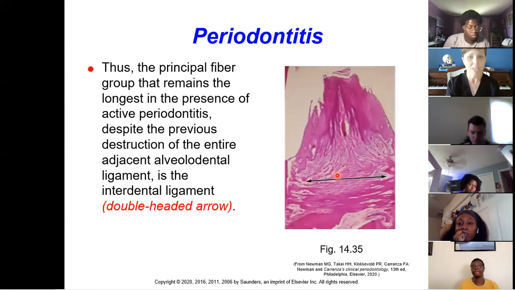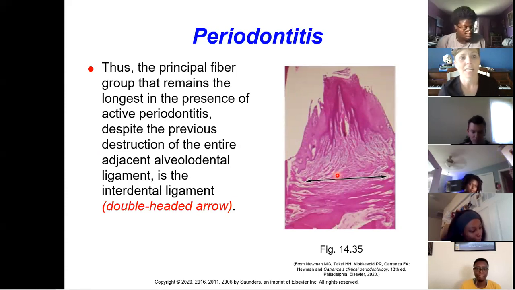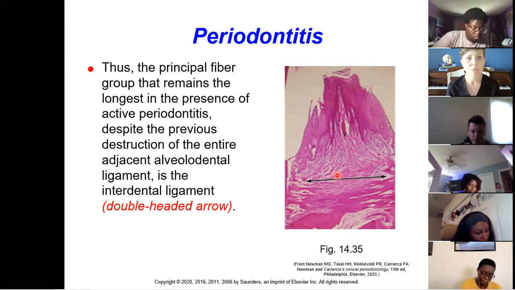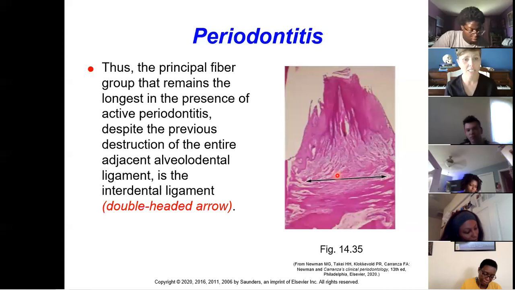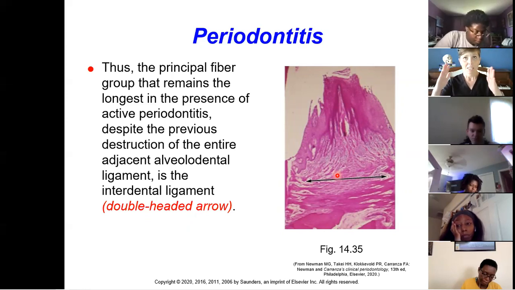Okay. Periodontitis is going on again. The principal fiber group that remains the longest in the presence of active periodontitis, despite the previous destruction of the entire adjacent alveolo-dental ligament, is the interdental ligament. So that one remains the longest, even though it's kind of the top that comes above.